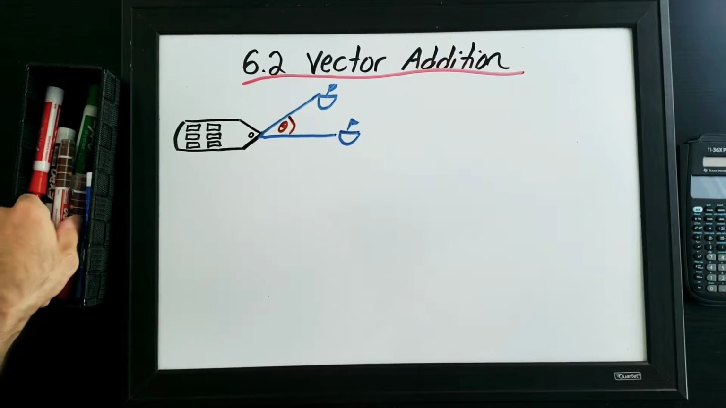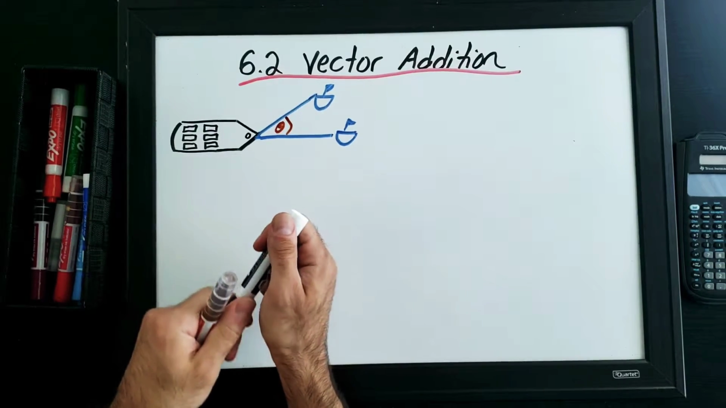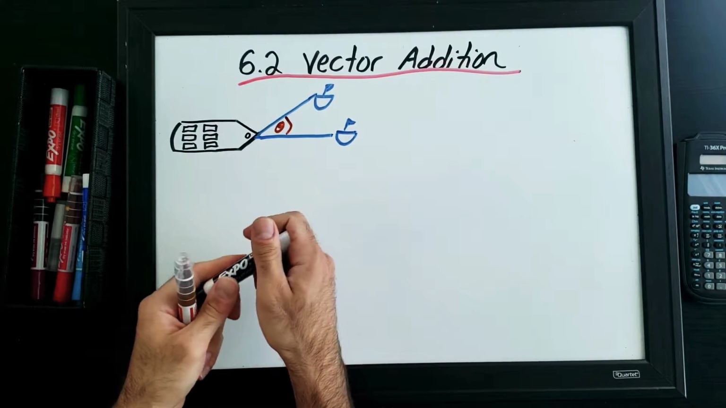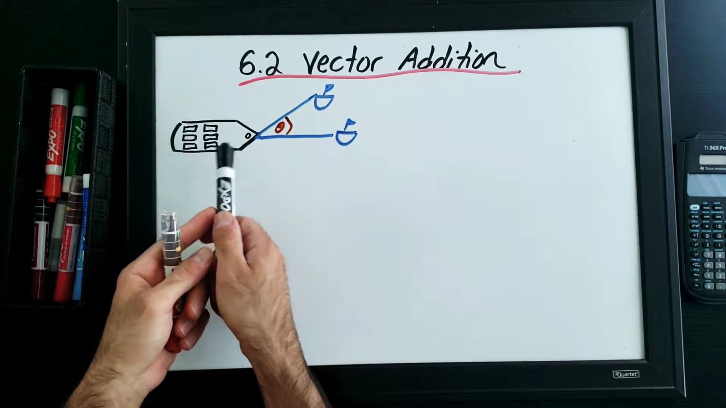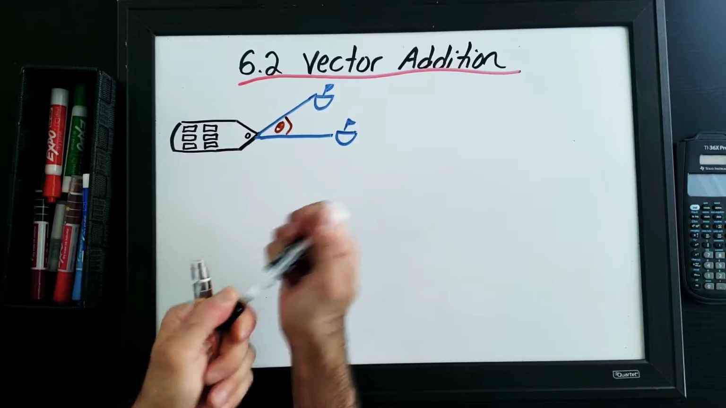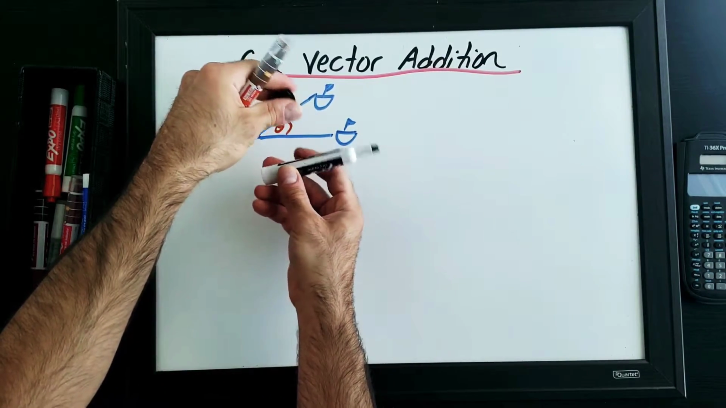Okay, 6.2 is vector addition. Now, I just put a little example here on what vector addition really means, so we can visualize it. This is a cargo ship that's holding cargo. I know I'm such a good artist. And these are two tugboats tugging the cargo ship in two different directions.